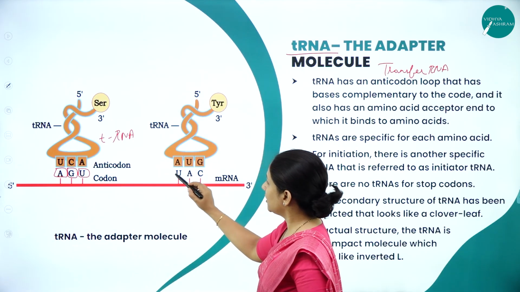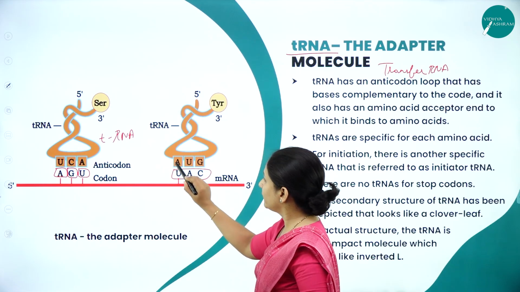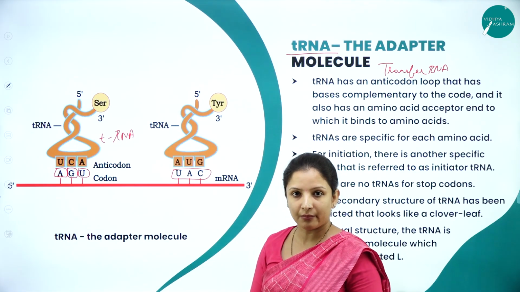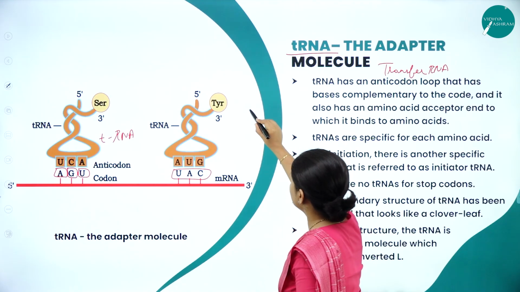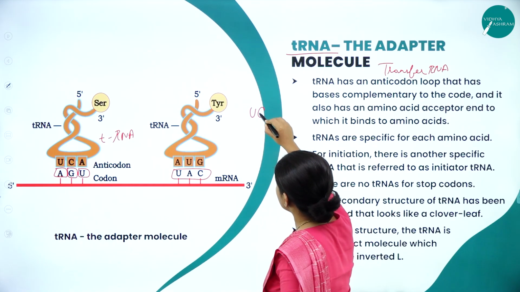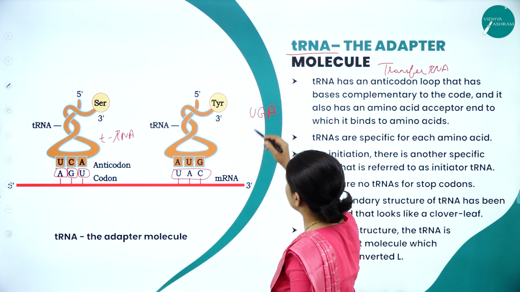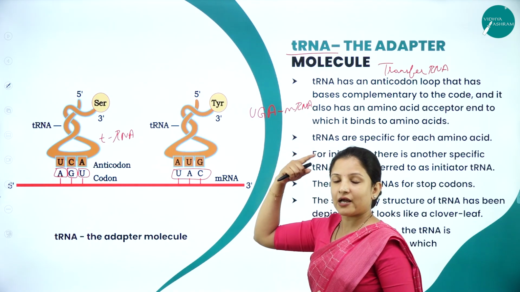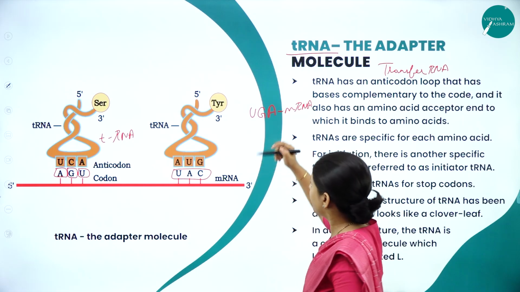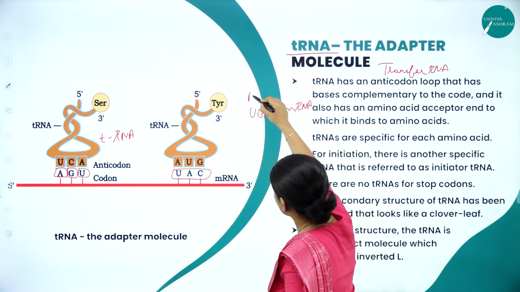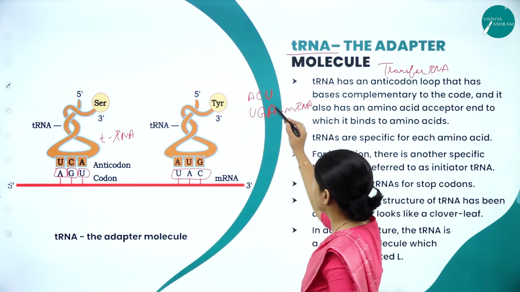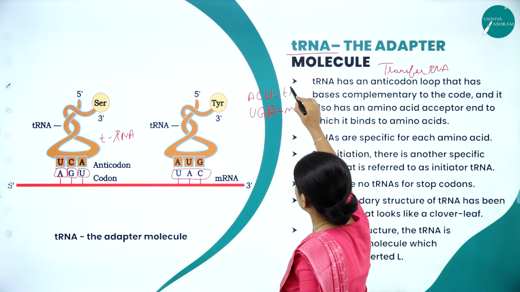Similarly, if you can see here, for UAC, the tRNA having the anticodon AUG will come and bind. Or say for example it is UGA. UGA is present on the mRNA. Now, which is the anticodon tRNA that will come and bind here? It will be ACU, right? So the tRNA will be ACU.